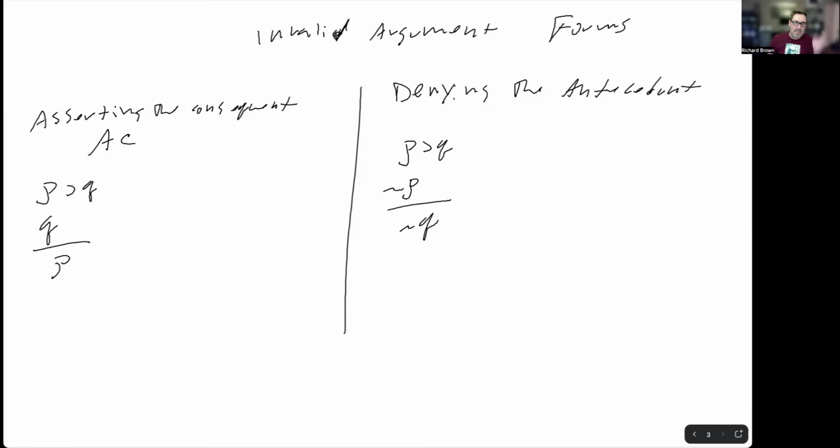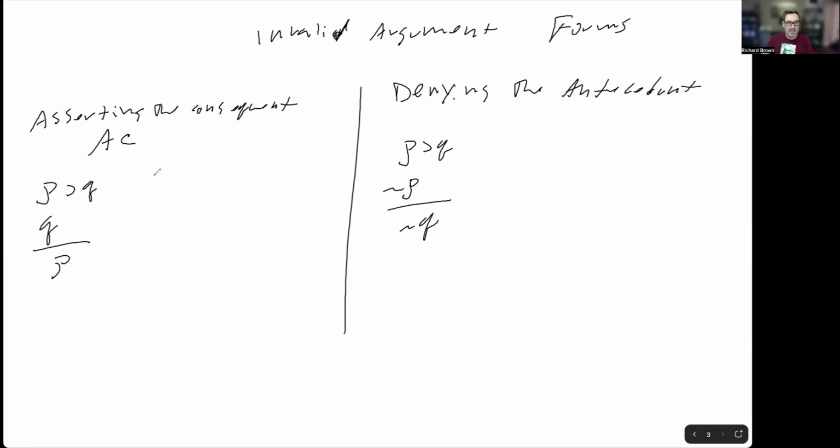Now, you have to be a little bit careful when it comes to invalid argument forms, because there are some arguments which look like they may have an invalid argument form, but which are actually valid. So it's not as straightforward as the case is when you are looking at valid argument forms, because anything that can be interpreted as having that argument structure is valid. But in invalid argument forms, it's a little bit trickier.